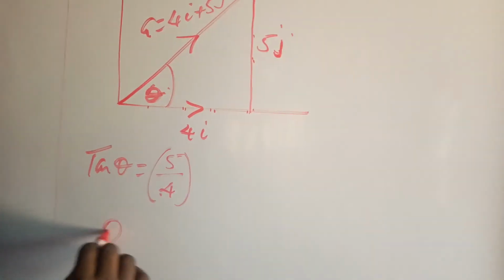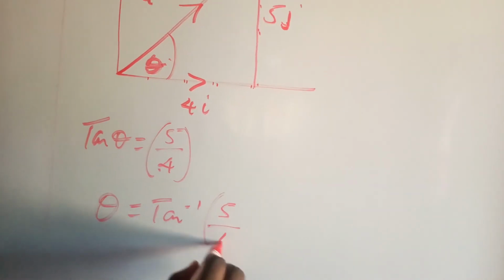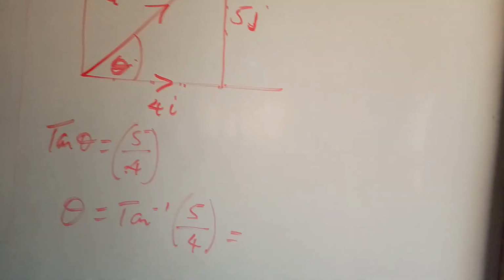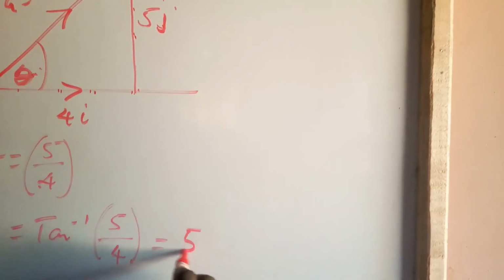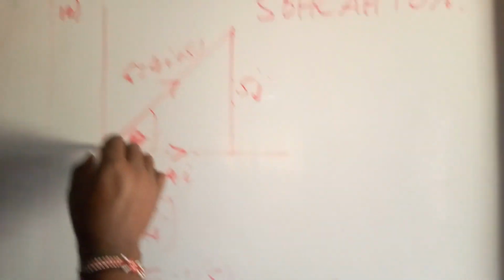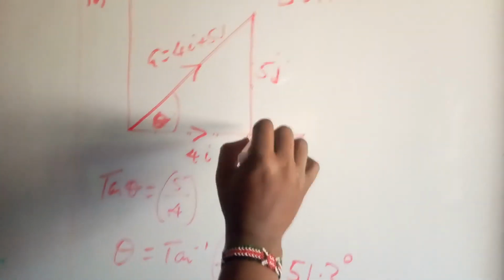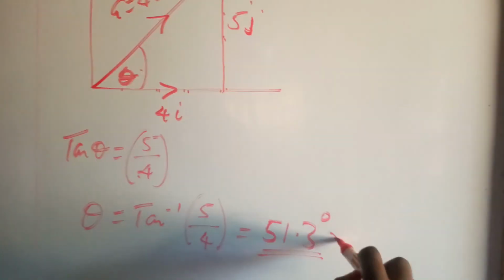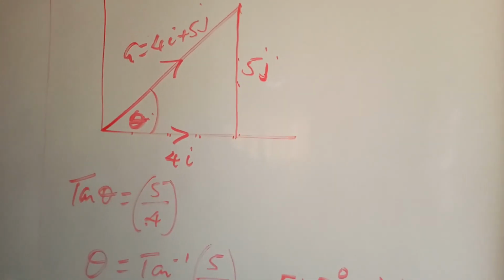And our value of theta is the inverse tangent of 5/4, which is basically 51.3 degrees. So the angle between the vector 4i plus 5j and the positive x-axis is 51.3 degrees. And I hope that is just clear. All right.